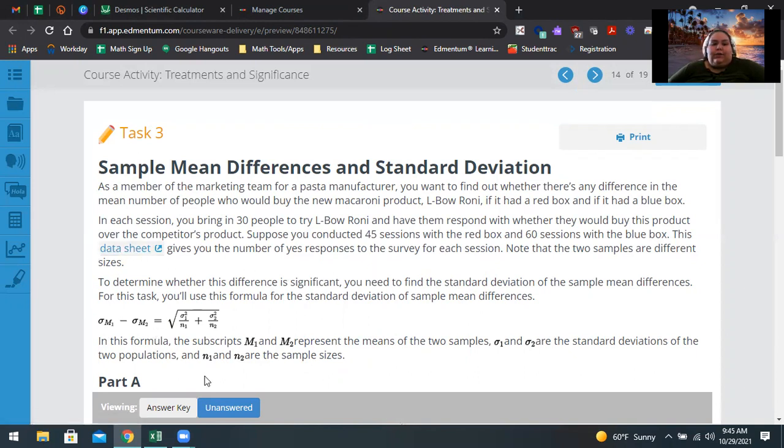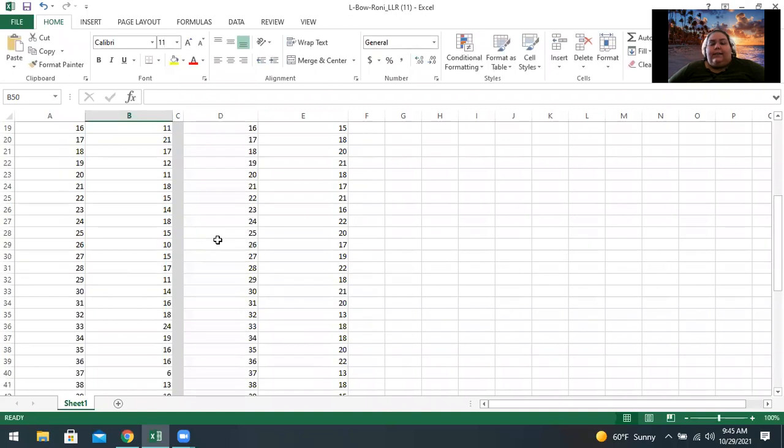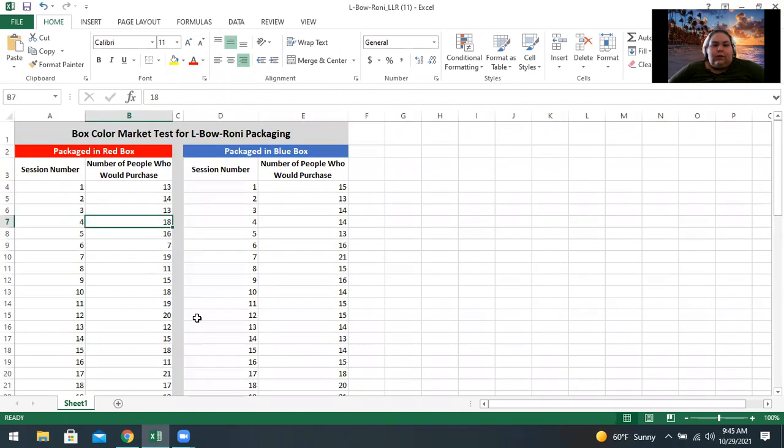We're going to click on this data sheet. If you don't have Microsoft Excel, because it is an Excel spreadsheet, we're going to go over here. This is the data that they collected. If I scroll up here, give it a moment. This is the results for the package in red. These are the results for the package in blue. So going back to this, these are the results of the market testers.